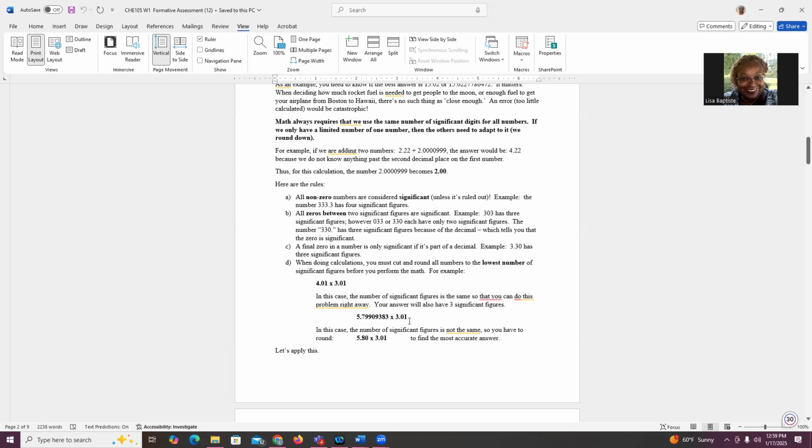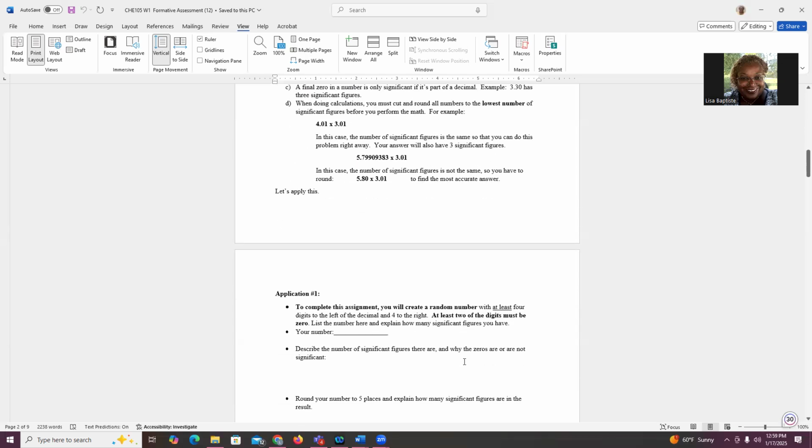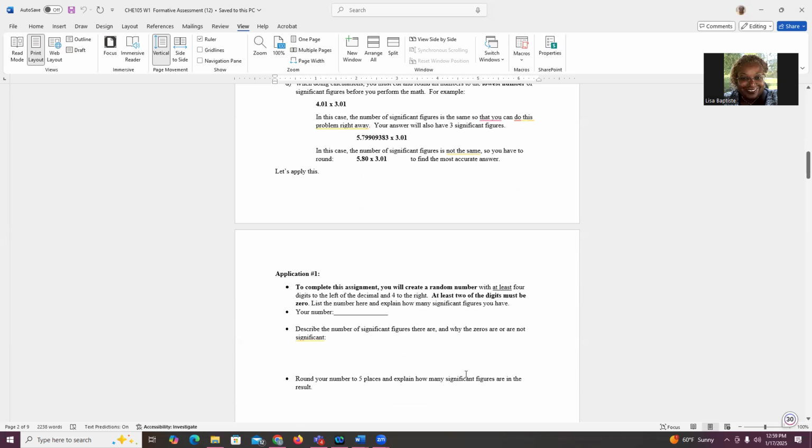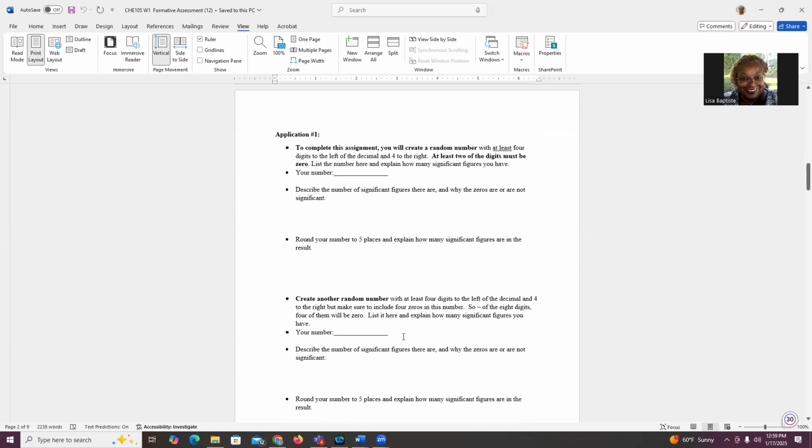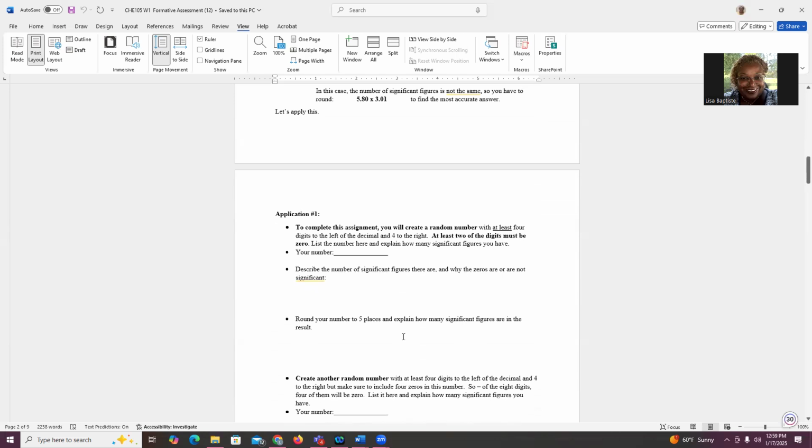And then 3.01 has 3 significant figures. You always want to go with the lowest, which would be 3 significant figures. So if you put this into your calculator, your final answer, you're going to round to 3 significant figures, right? And with rounding, you learned rounding at some point, hopefully, in your career. If you have questions on how to round, send me an email and let me know.